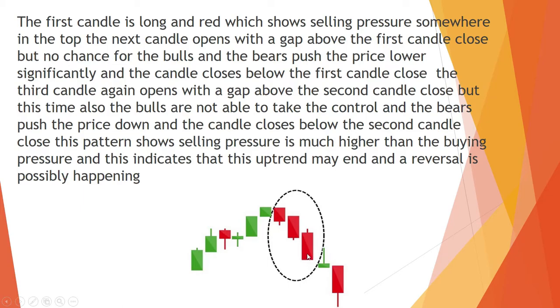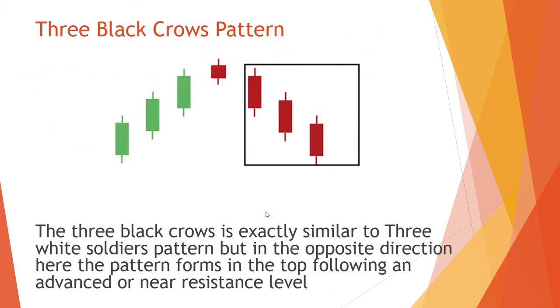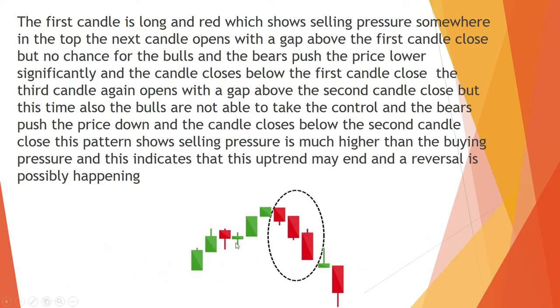This pattern shows selling pressure is much higher than the buying pressure, and this indicates that an uptrend may end. There is a possibility of a reversal. So we see this was an uptrend, and after this three black crows pattern, we see that there is a reversal of the trend.